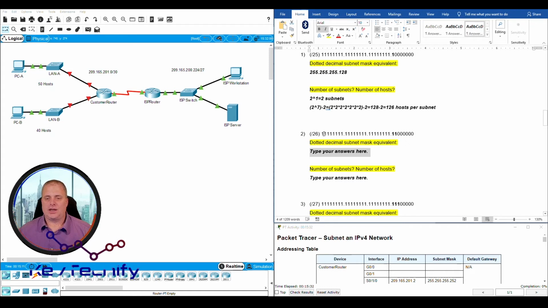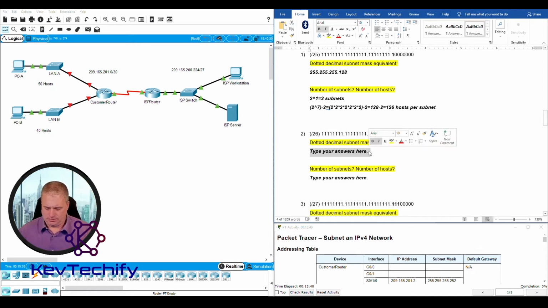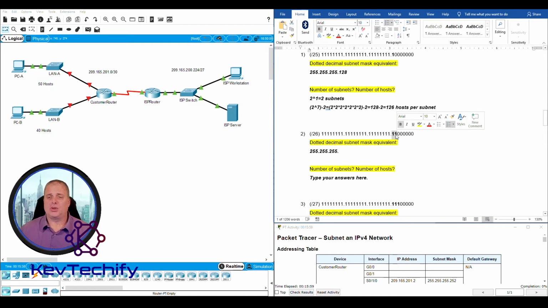Okay, let's go ahead and take the first 8 bits. First 8 bits are all ones. Your second octet is 8 ones again, 255. Third octet is all ones, 255 dot. And then we have a 1 in the 128 column, we have a 1 in the 64 column, and no other one. So 128 plus 64 gives us 192.